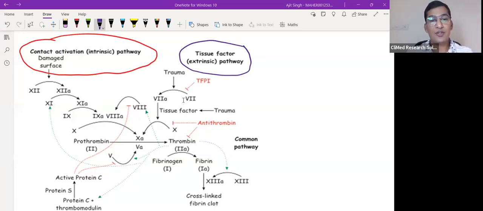Someone is writing. Arun is writing, sir, intrinsic pathway takes place only when the injury takes place. Okay.